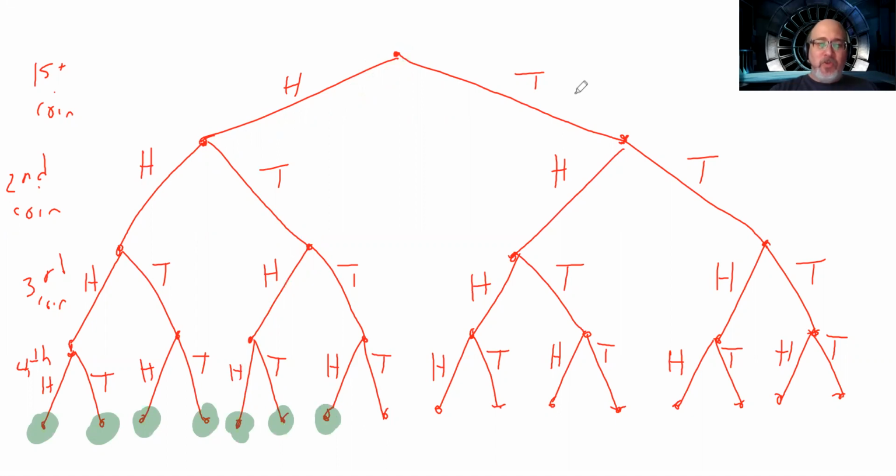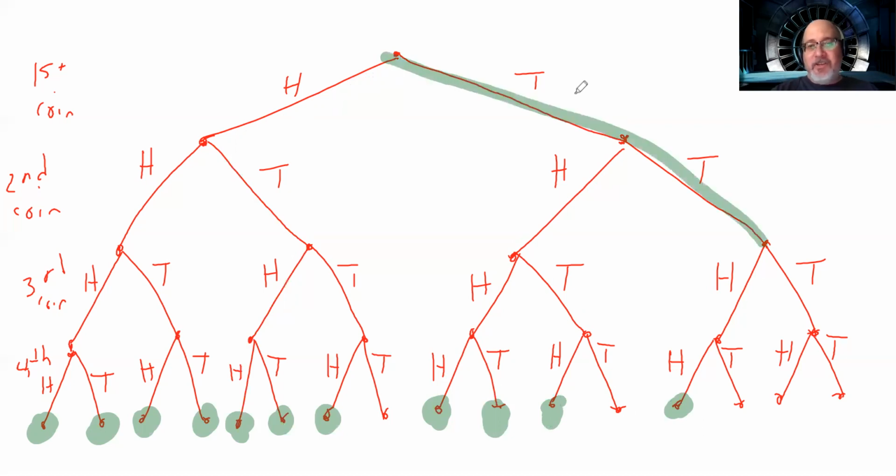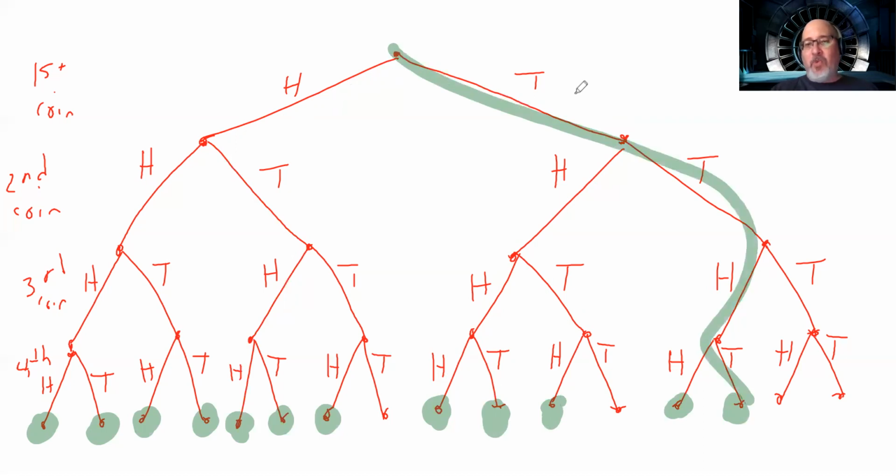But the next ones, let's see. Does this have at least 2 heads? THHH, yes, it's got 3. This one, THHT, yes, it's got 2. Remember, we're looking for at least 2. This one, THTH, yes, it has 2. Does this one, THTT? No, it only has 1. Does this one, TTHH? Yes, it's got 2 heads. Does this one, TTHT? No, it only has 1 head.